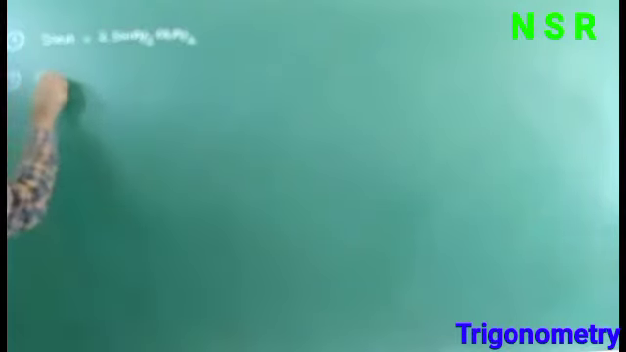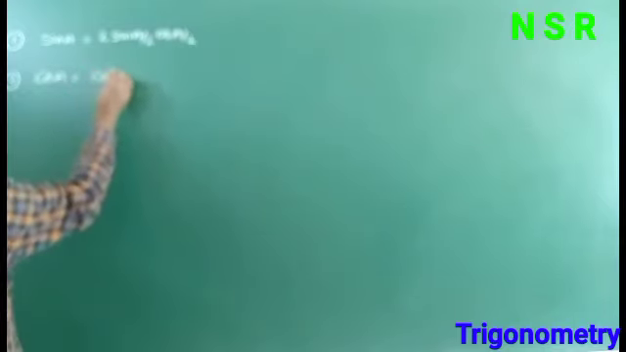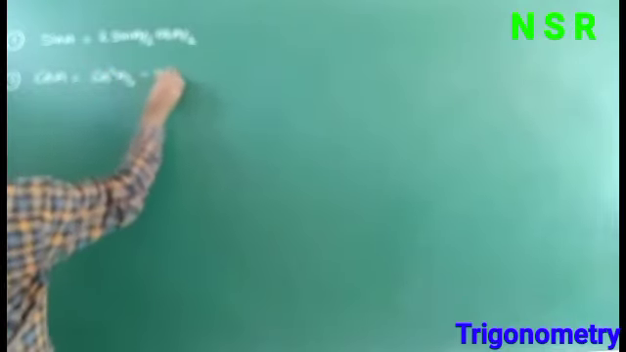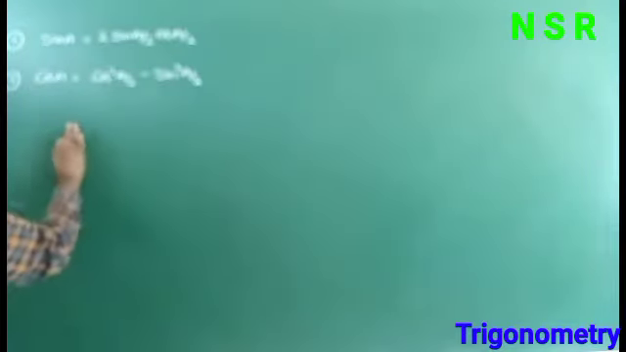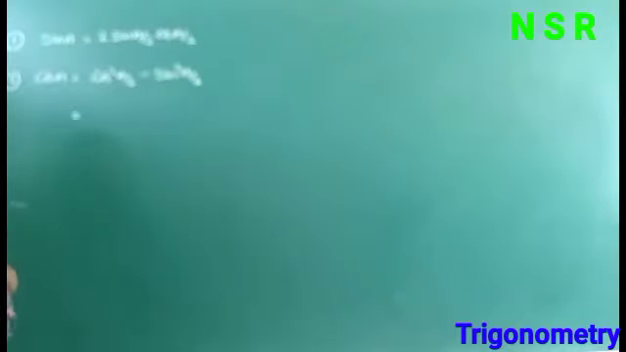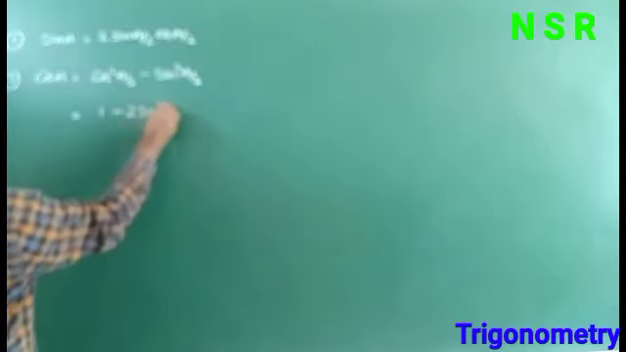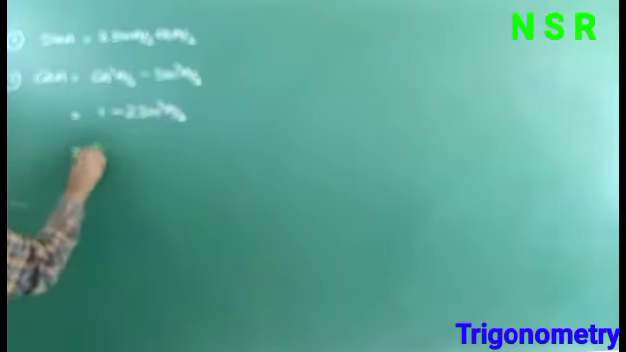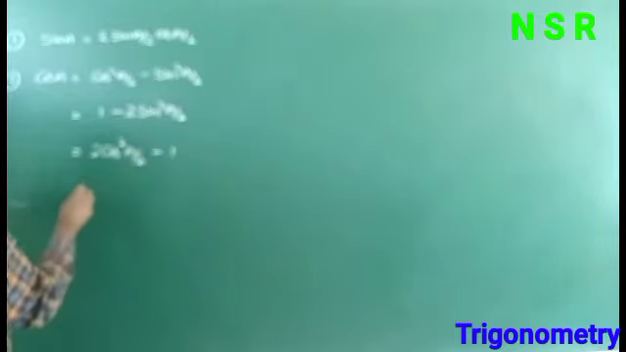Next, the cos 2A formula is cos square A minus sin square A. So we can write cos A as cos square A/2 minus sin square A/2. Cos A also has formulas in terms of sin and in terms of cos. In terms of sin, we can write 1 minus 2 sin square A/2. Next, 2 cos square A/2 minus 1.